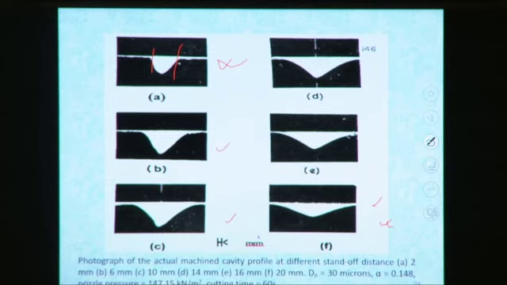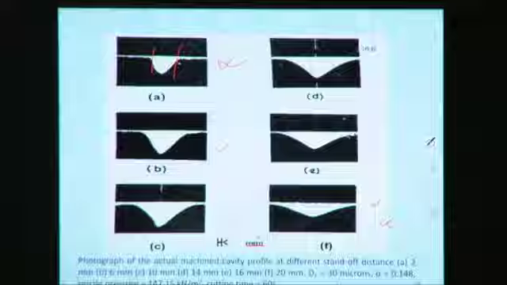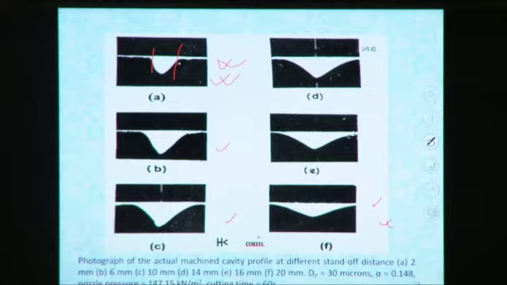From these two figures, A and F, we can see that in case of F, the diameter of indentation or crater diameter is very high because of the flaring of the abrasive jet. But in case of A, the flare or crater diameter is less.